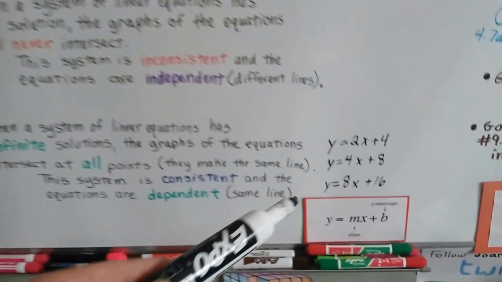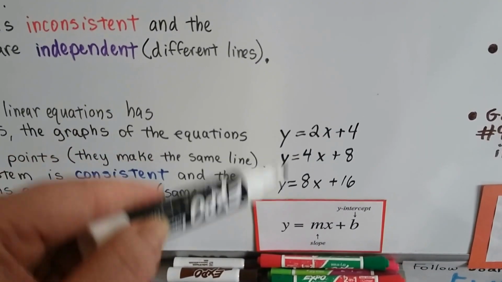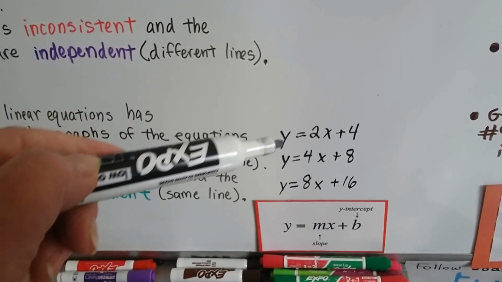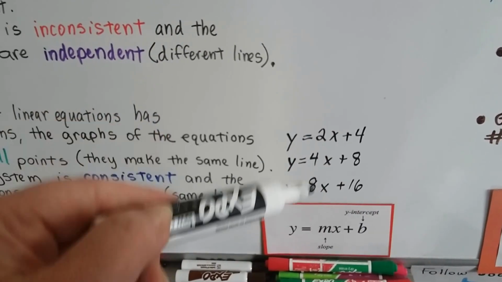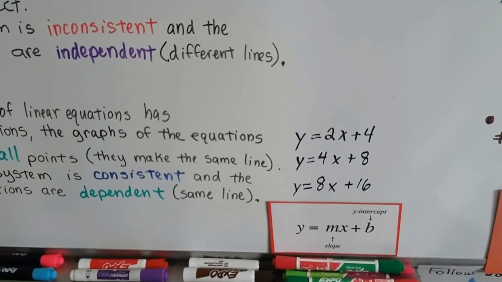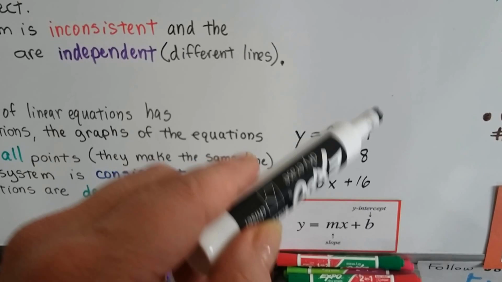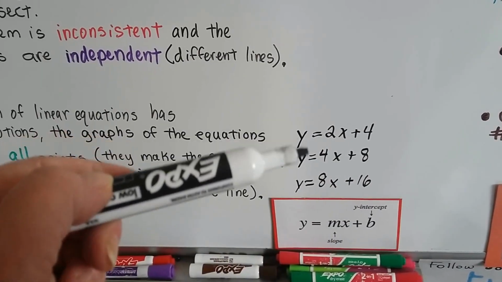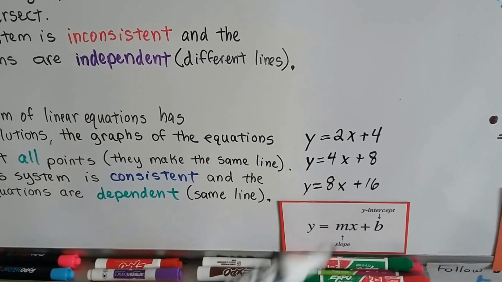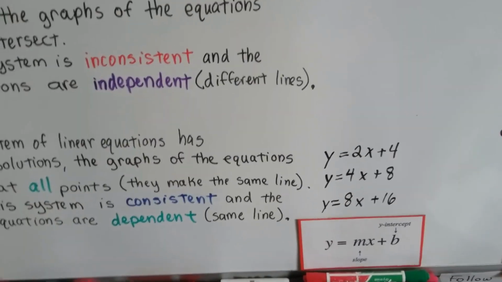And look at this. If we were to take this system of 3 equations and we multiplied this by 4, this by 2, and left this one alone, we'd have the exact same equation, and they'd all be graphed on the same line. See? That's the slope. That's the y-axis intercept b right here. And if we multiplied that by 4 and that by 2, they'd all be y equals 8x plus 16. See?